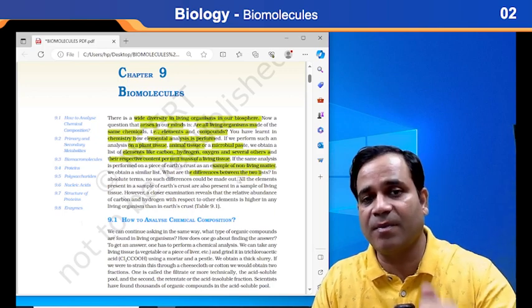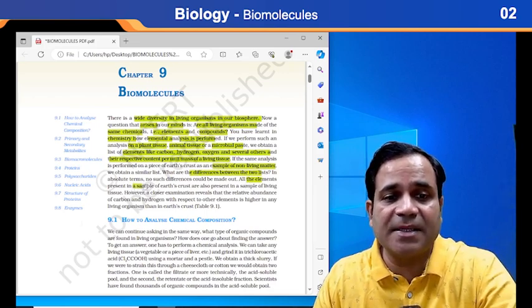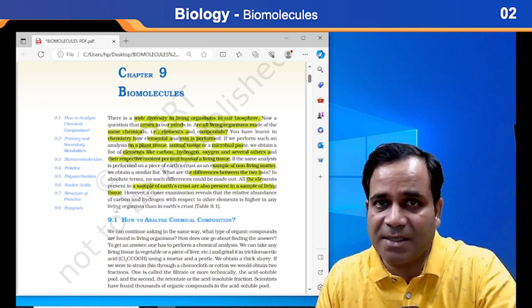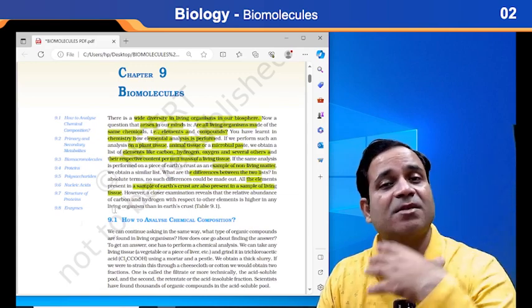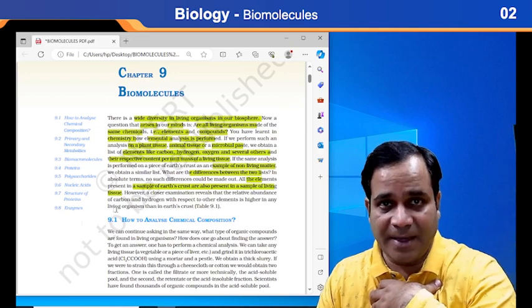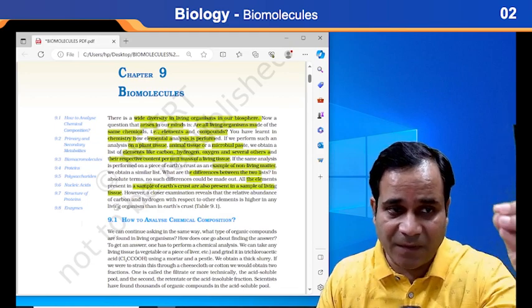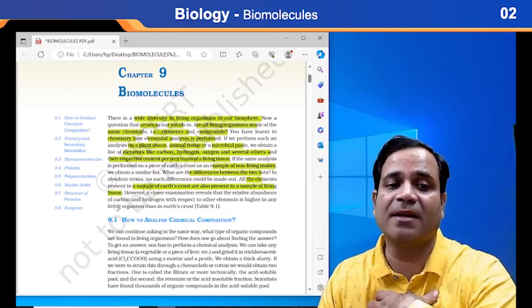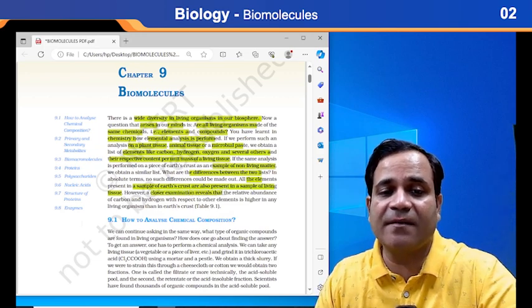The things which are made up of living and non-living, here the thing is very different. All the elements present in a sample of the earth's crust are also present in a sample of living tissue. Suppose nitrogen is found in the atmosphere, is nitrogen found inside? Yes. Carbon is found outside, is carbon also found inside? Yes. Hydrogen is outside, is hydrogen inside? Yes. So whatever the form, elementary or compound, they are all also found in our body. However, a closer examination reveals the relative abundance of what?